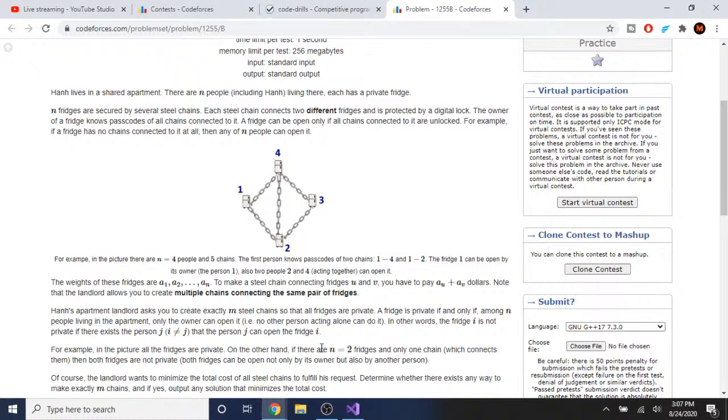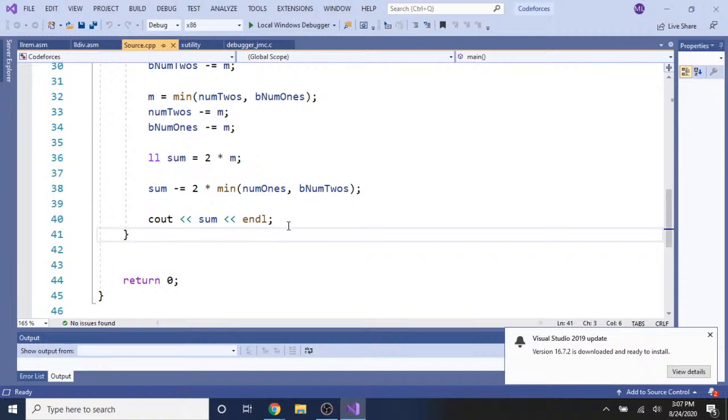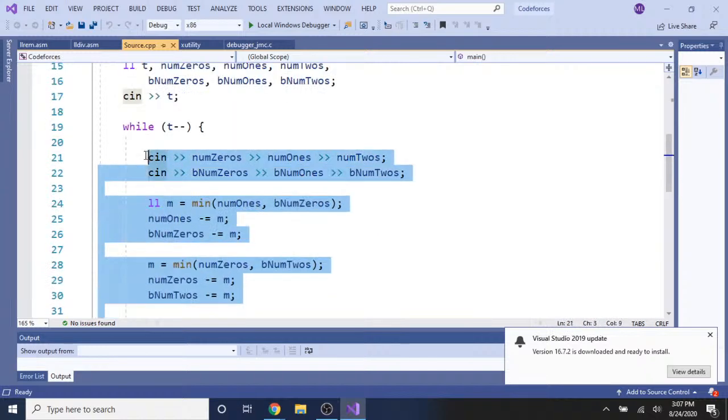So the owner of a fridge knows the passcodes of all chains connected to it. And that's only if, let's see. Okay, I'm going to read in the test cases first, and then we'll talk about it.